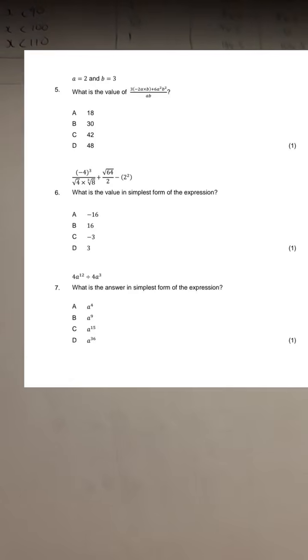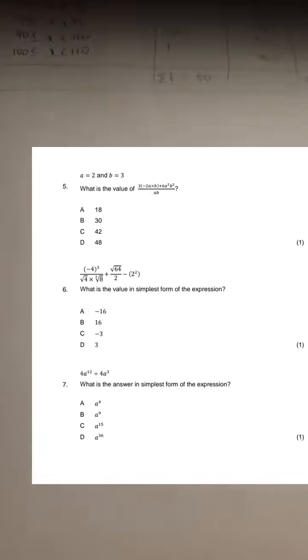Number 7, what is the answer in simplest form of the expression? A to the power 4, A to the power 9b, A to the power 15c, or A to the power 36d. Nice, we've got B. I really wouldn't be expecting you guys to butcher this one.